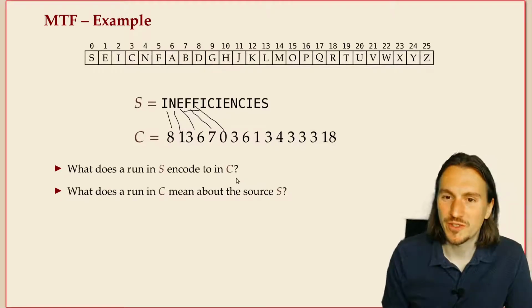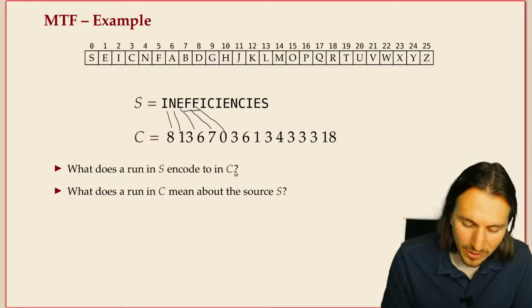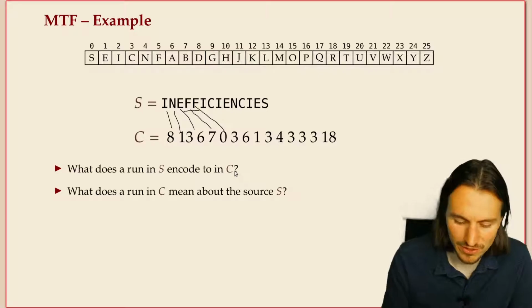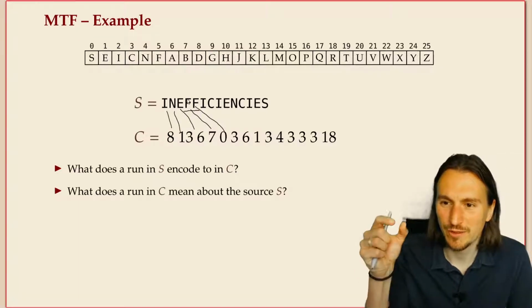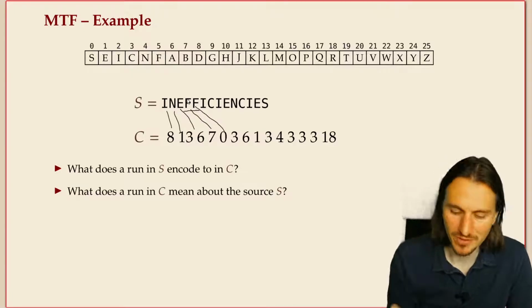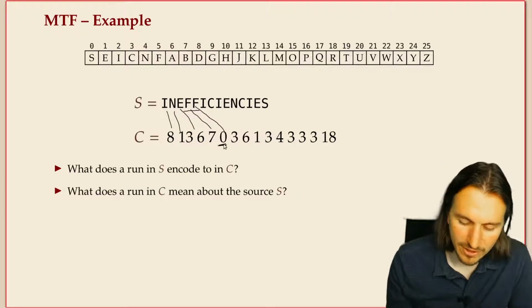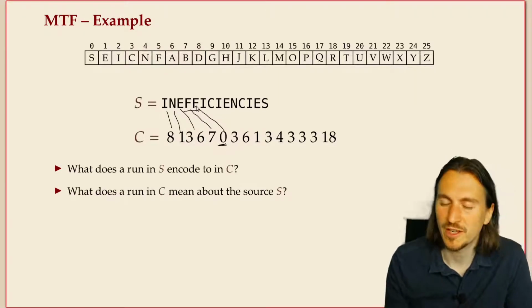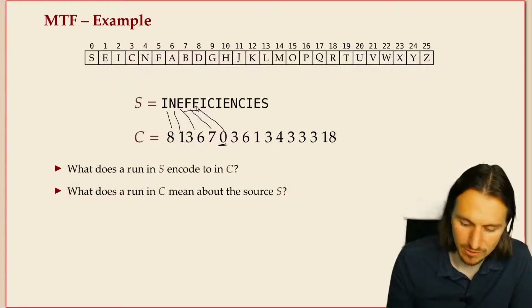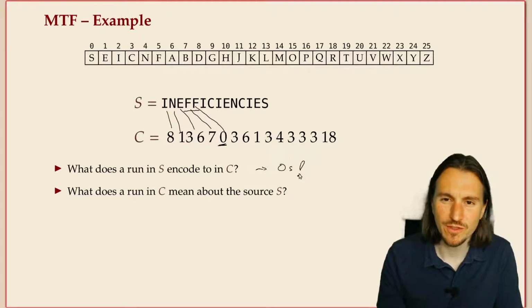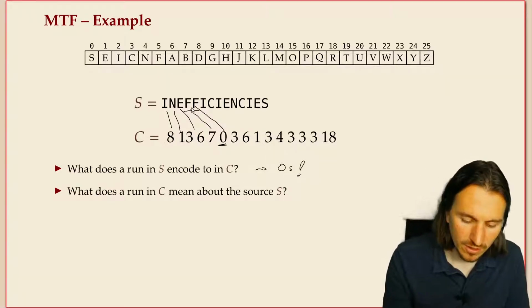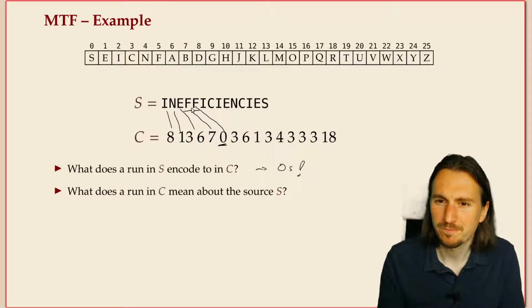The first question is really, a run of characters in the source text means after the first character from the run, we have that character at position 0. So all remaining characters from the run will be represented by zeros. So we find zeros in the coded text whenever there were repeated characters.